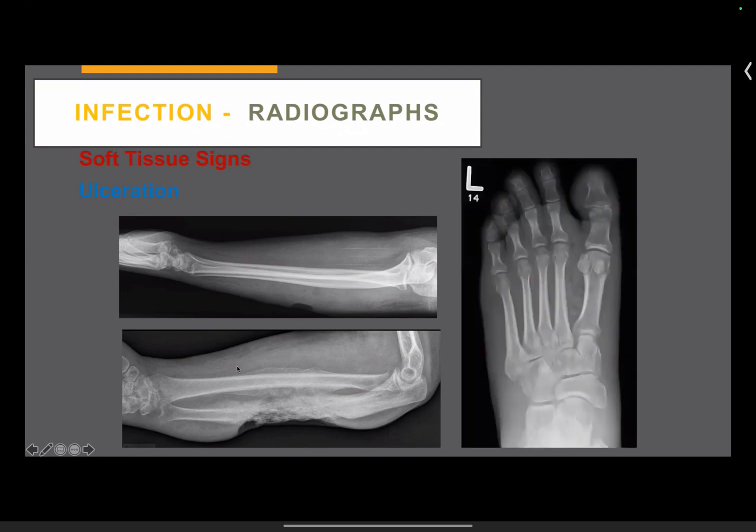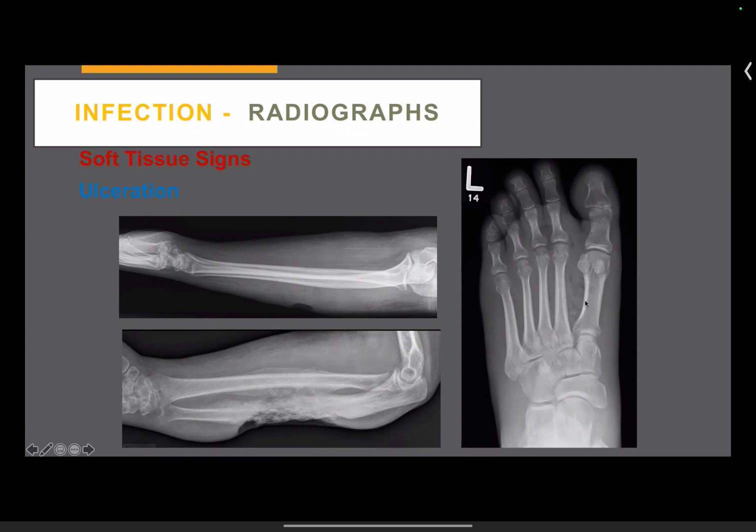So infection can have a lot of comorbidity, a lot of morbidity for the patient. This one I'm just showing you again, soft tissue sign, again ulceration. There's this kind of lucency there. So X-rays again, we look for these things. Whether it's necrotizing fasciitis or if it's just an ulcer, depends. If there's an ulcer there, then obviously this is less of a worry.